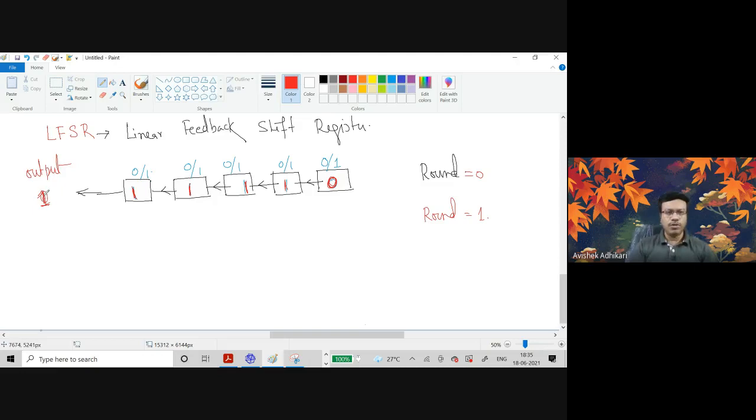So this should not be in round 0. It should come out in round 1, because everything will be shifted towards this side. So this will be shifted out. As a result, this will come as an output. Okay. So what will be there in the box?